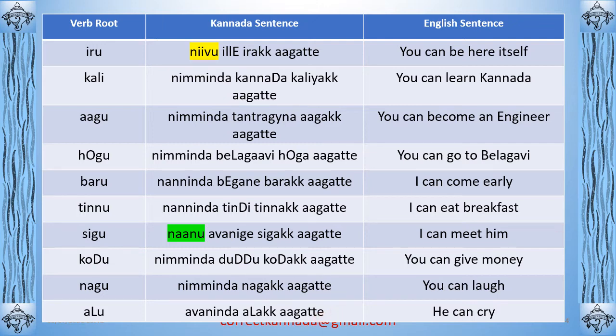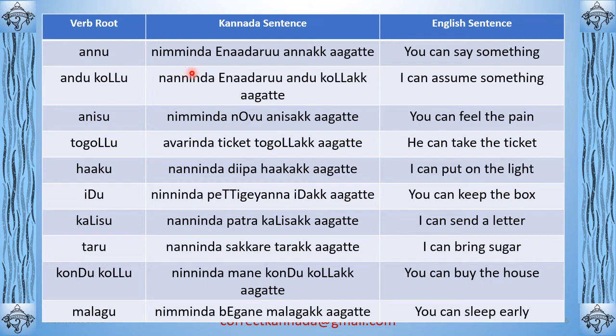Okay. Then ಅನ್ನು. ನಿಮ್ಮಿಂದ ಏನಾದರೂ ಅನ್ನಕ್ಕಾಗತ್ತೆ. You can say something. ಏನಾದರೂ means something. ಅಂದುಕೊಳ್ಳು. ನನ್ನಿಂದ ಏನಾದರೂ ಅಂದುಕೊಳ್ಳಕ್ಕಾಗತ್ತೆ. ಐ ಕ್ಯಾನ್ ಅಸ್ಯೂಮ್ ಸಮಥಿಂಗ್. ಅನಿಸು. ನಿಮ್ಮಿಂದ ನೋವು ಅನಿಸಕ್ಕಾಗತ್ತೆ. ಯು ಕ್ಯಾನ್ ಫೀಲ್ ದ ಪೇನ್. ಓಕೆ. ದೆನ್ ತಗೊಳ್ಳು. ಅವರಿಂದ ಟಿಕೆಟ್ ತಗೊಳ್ಳಕ್ಕಾಗತ್ತೆ. ಹಿ ಕ್ಯಾನ್ ಟೇಕ್ ದ ಟಿಕೆಟ್.